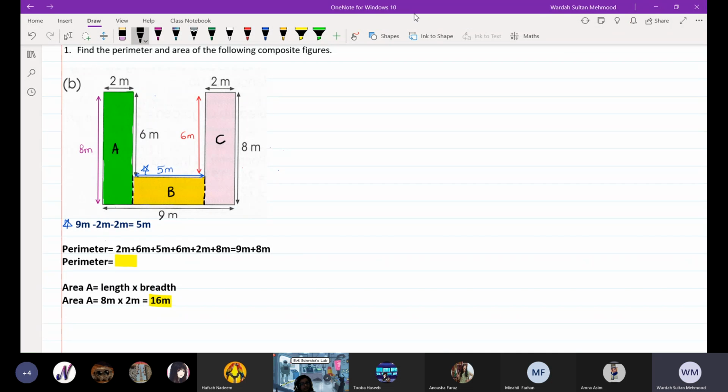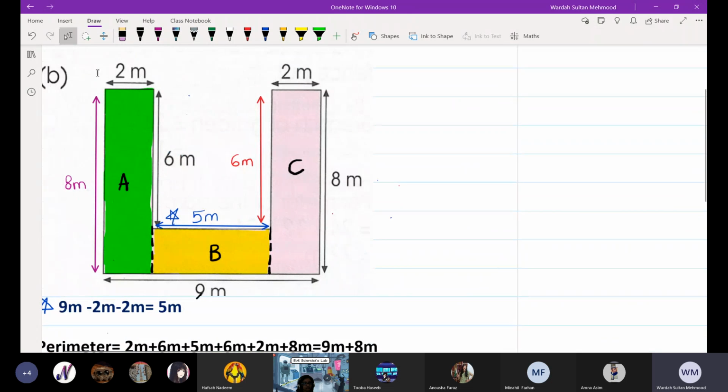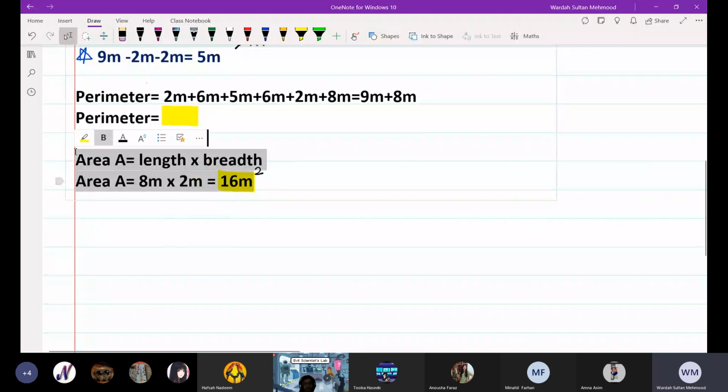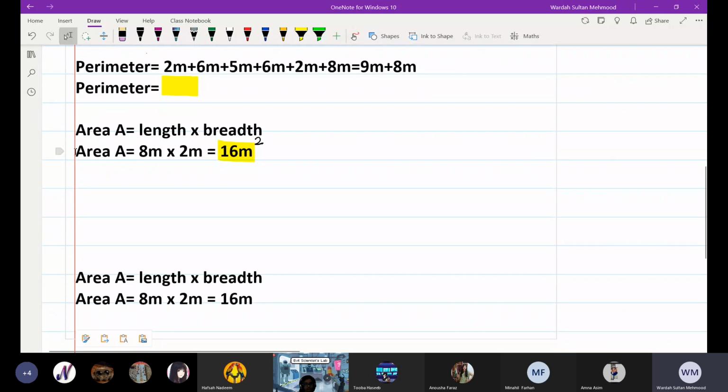We found the area for rectangle A, right? And now we have to find the area for rectangle B and rectangle C, and then we would find the whole composite figure's area by adding all of them. Isn't the area for rectangle C going to be the same because it has the same length, 8 meters, and same breadth, 2 meters? Yes. So I will just copy everything for rectangle C. We'll just write here C, and it has the same area. Now let's find out the area for rectangle B.